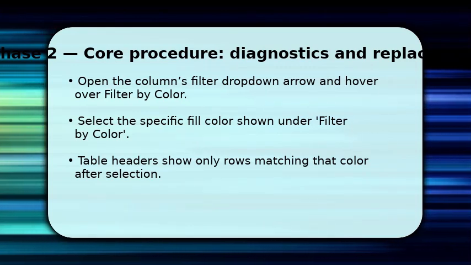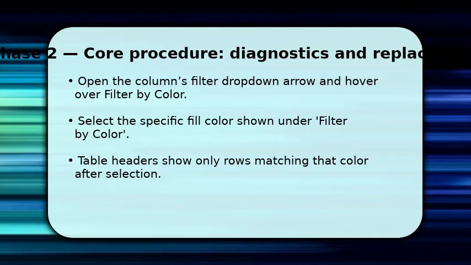Click the drop-down arrow in the column that contains colored cells, then choose Filter by Color. The menu lists the fill colors Excel finds in that column. Select the exact color swatch you want. Excel instantly hides non-matching rows.